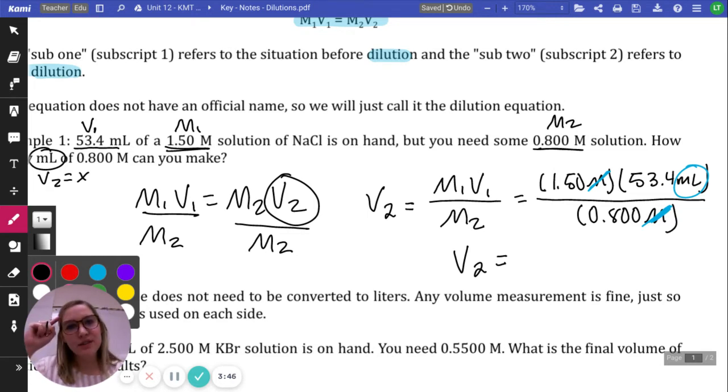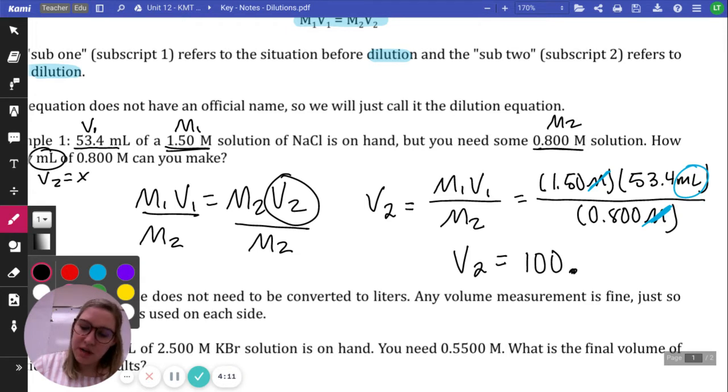Now, we have to take into consideration sig figs. So remember, anytime we're multiplying and dividing, we always use the fewest number of sig figs. So in that case, 1.5 has 3 sig figs, 53.4 has 3 sig figs, and 0.800 also has 3 sig figs. So all of them have 3 sig figs, so my answer is going to have 3 sig figs. So my answer will be 100 milliliters.